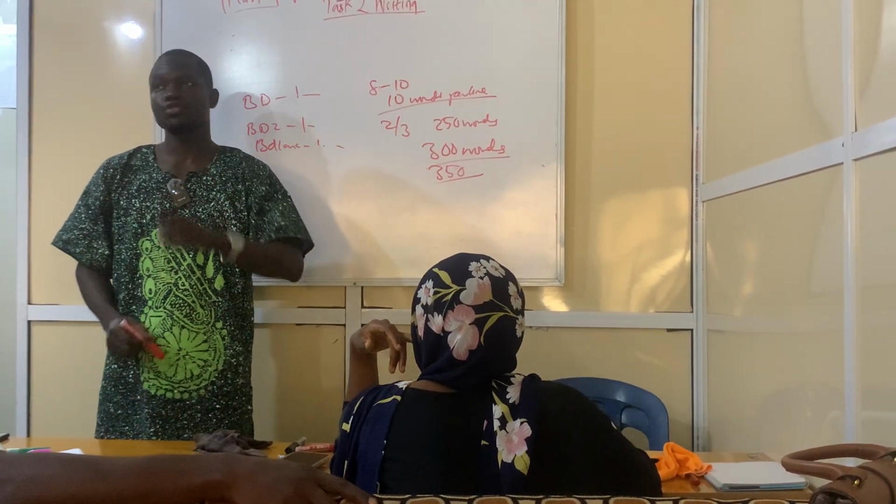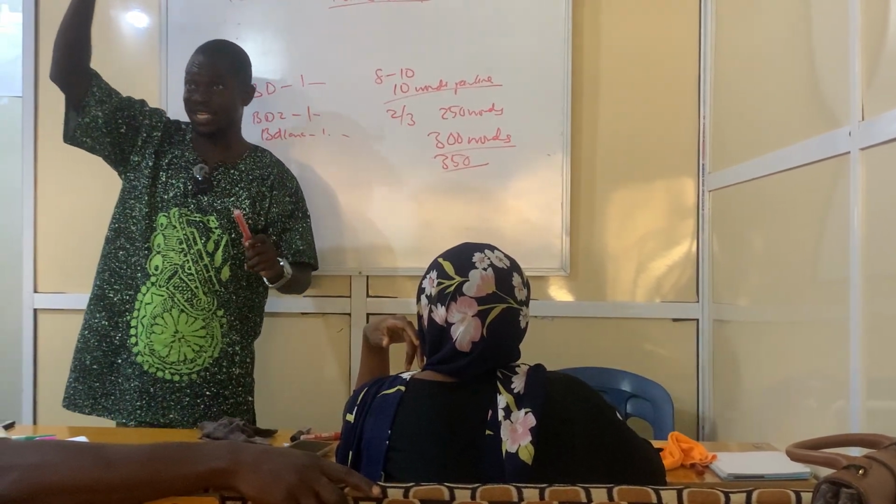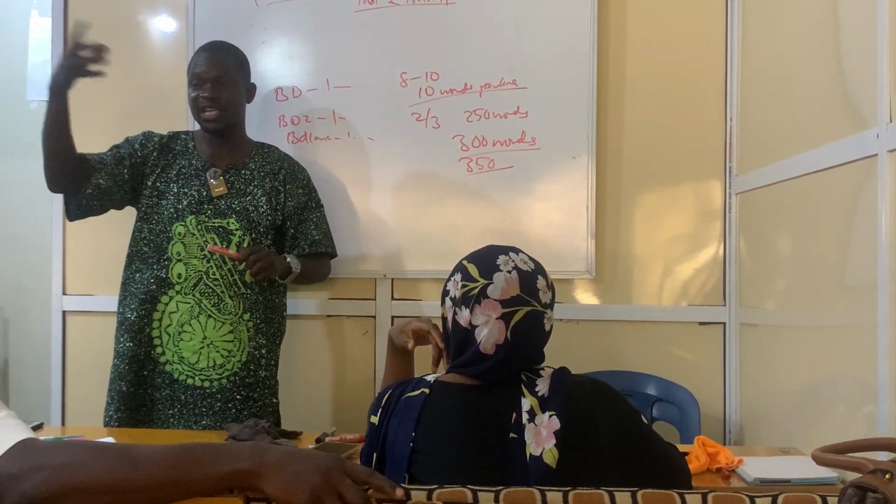But don't write less than 250, because if you write less than 250 for task 2, they will penalize you with a band less than yours. So if you would have had a 7, they will give you a 6.